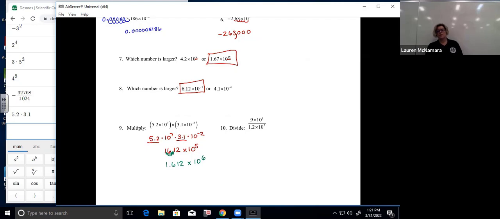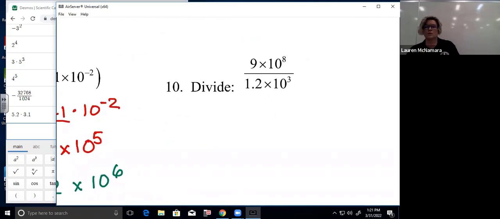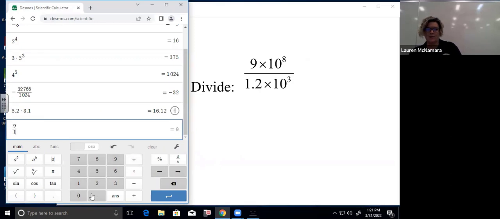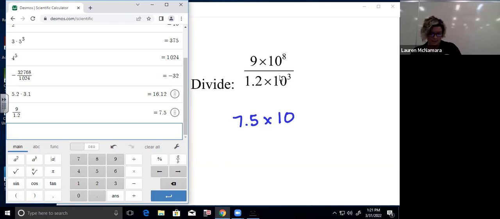Same thing with number 10. I have division going on here. So the first thing I'm going to do is take 9 and divide it by 1.2. So I get 7.5 times 10. Then I have 10 to the 8th divided by 10 to the 3rd. My base stays the same and I subtract. So I get 5.